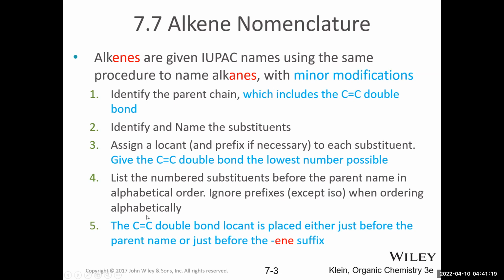And then we want to use the -ene suffix for an alkene. That's really important. We're not going to name it as an alkane with the -ane suffix anymore. Instead, we're going to use the -ene suffix. And the number for the first carbon involved in the double bond should either be placed before the -ene suffix or before the parent name, so for example, before hexane, if that was the parent name. And again, these rules will make more sense as you go through some examples.